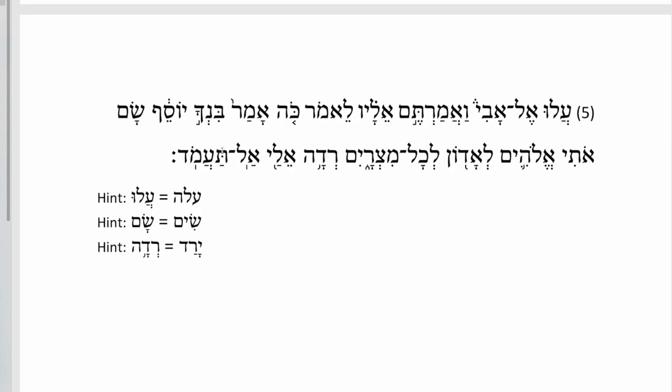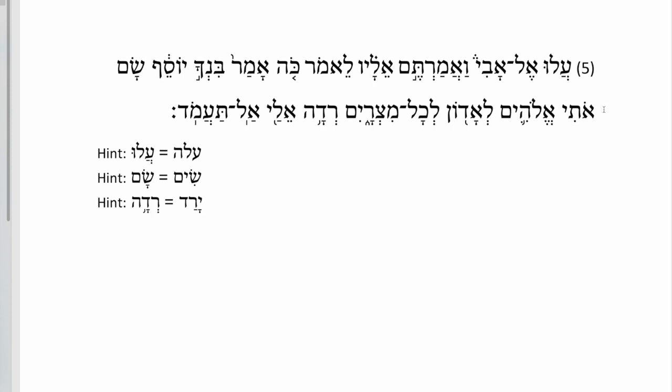And then to conclude this chapter of the Joseph story here, alu el avi, v'amartem elav lemor, ko amar binkha Yosef, sam oti Elohim l'adon l'khol Mitzrayim, rada eilai al ta'amod.